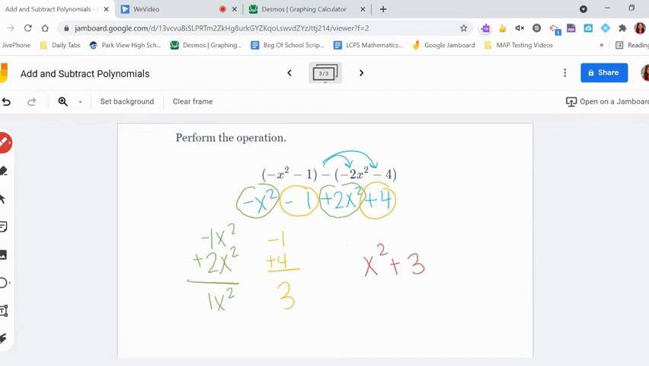Notice I just wrote an x squared. You can write 1x squared. I just want to show you that that is really how you're going to see your answer written. The 1 is there to help you, but when you write it as an answer, you don't need to include that coefficient of 1. All right, go ahead and practice on your Delta Math.